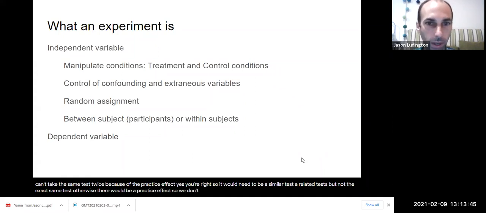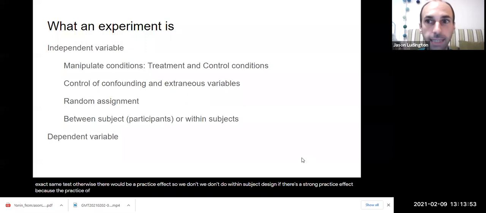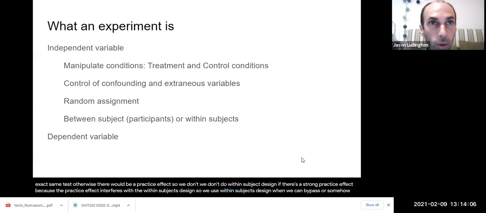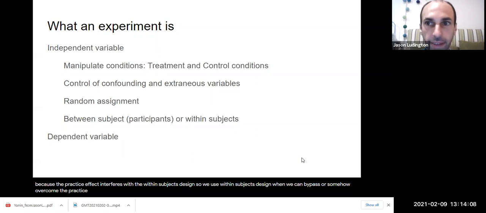So we don't do within subject design if there's a strong practice effect, because the practice effect interferes with the within subjects design. So we use within subjects design when we can bypass or somehow overcome the practice effect.